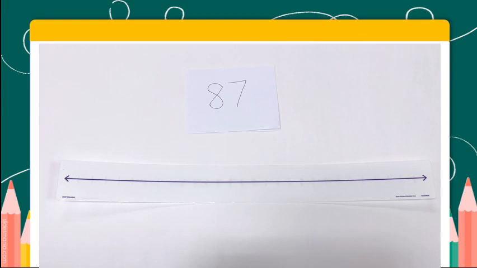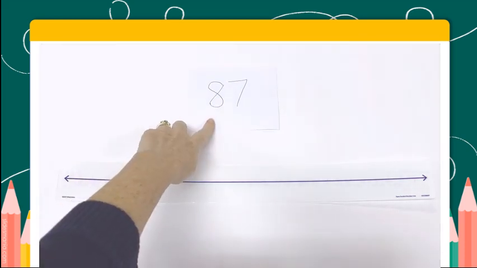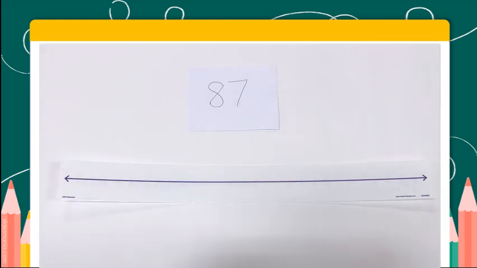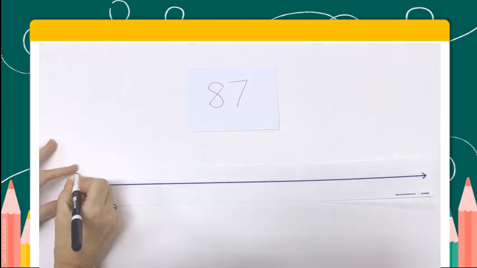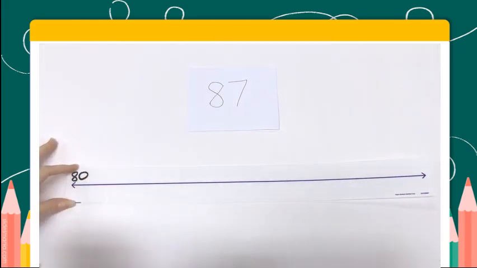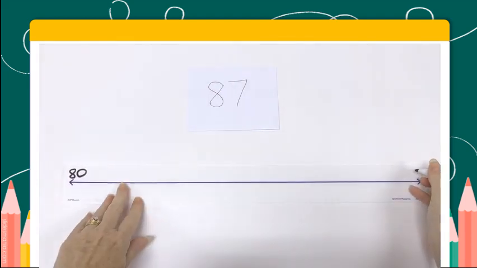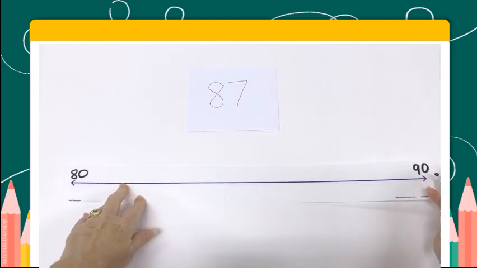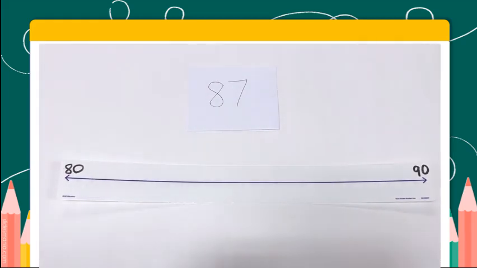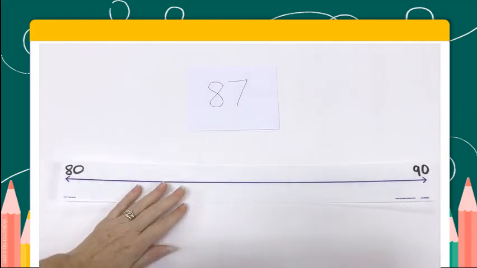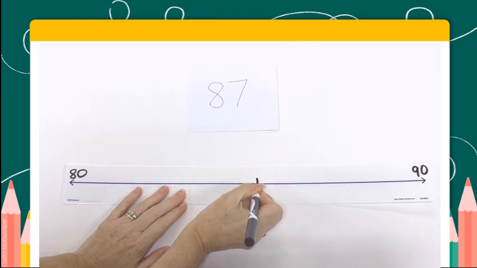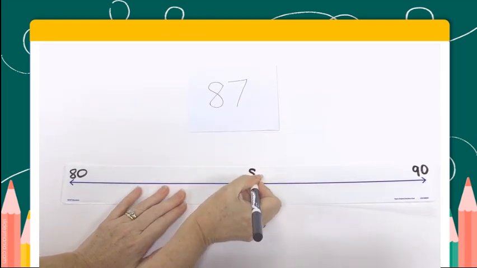When rounding 87 to the nearest 10, I notice that the number 87 is between 80 and 90. So I'm going to write this on my number line. I'm going to put 80 on one side and 90 on the other. In between 80 and 90 is 85. So I'll mark that on my number line as well. I'll put a dash in between with the number 85.